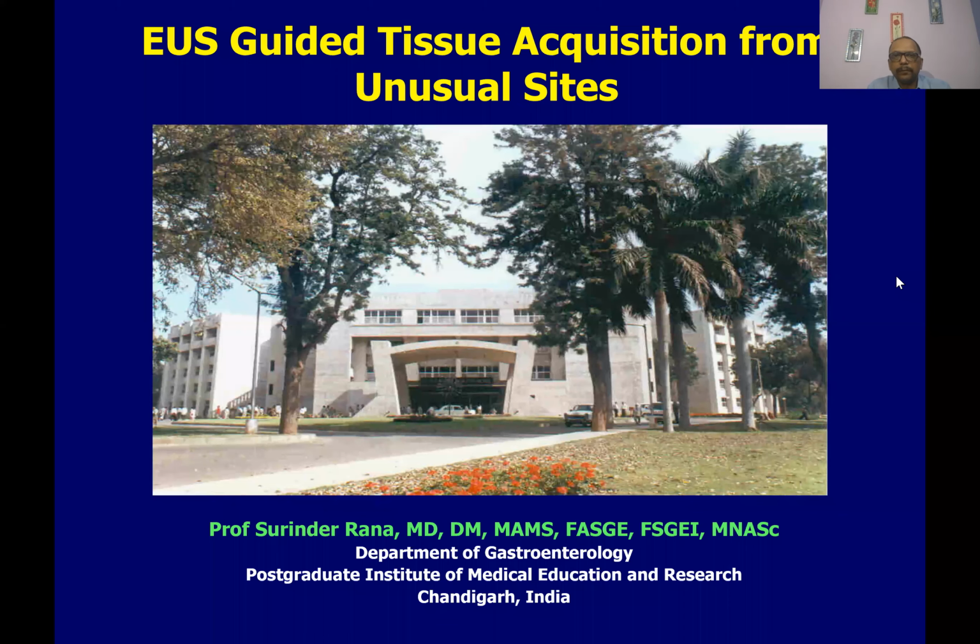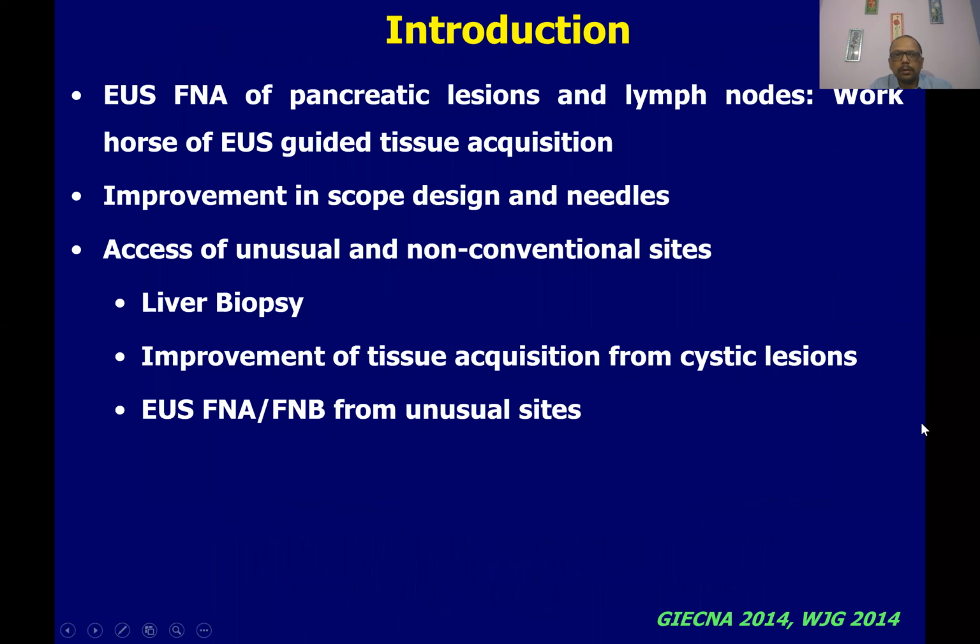Good afternoon, everyone. Today I have been asked to speak on EUS guided tissue acquisition from unusual sites. We all know that EUS FNA of pancreatic lesions and lymph nodes has been the workhorse of EUS guided tissue acquisition. Over the last few years, there has been improvement in the scope design as well as development of newer generation needles, and this has led to access of unusual and non-conventional sites for EUS guided tissue acquisition.